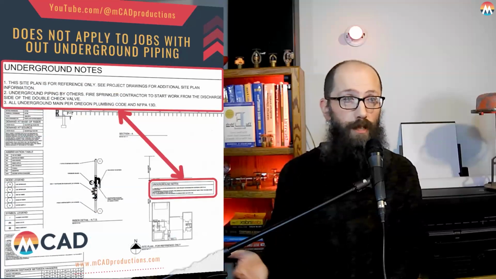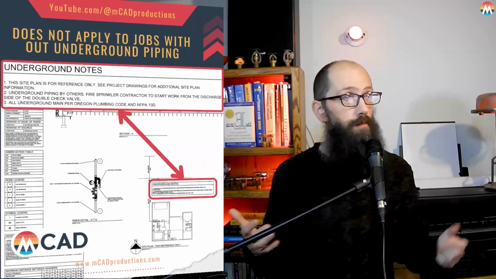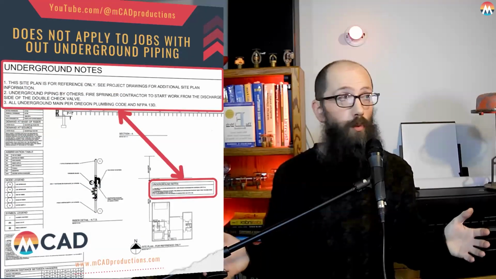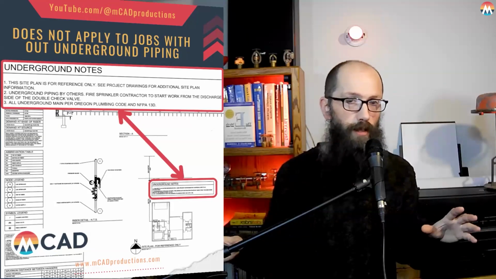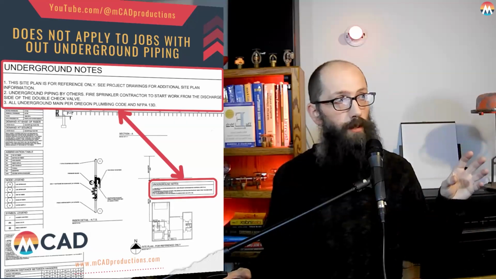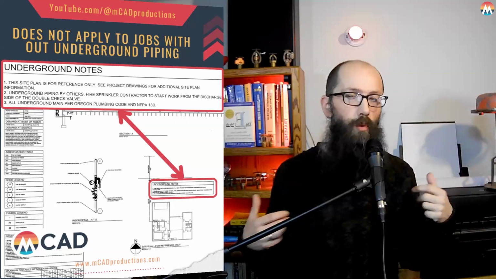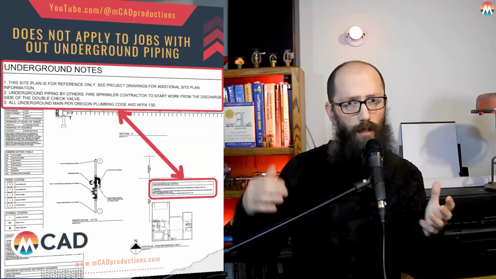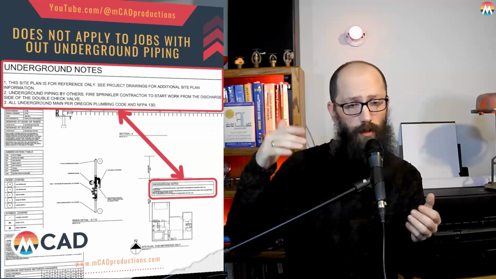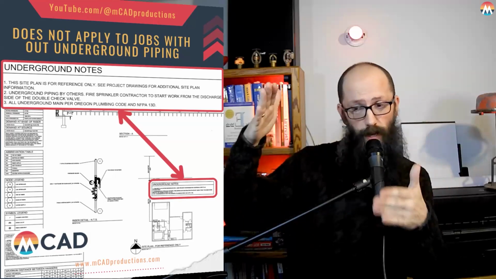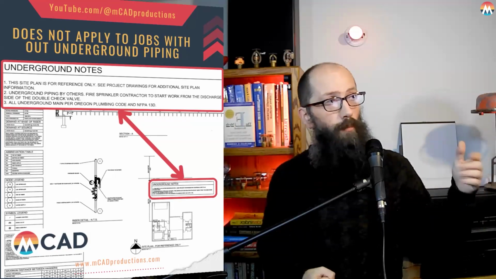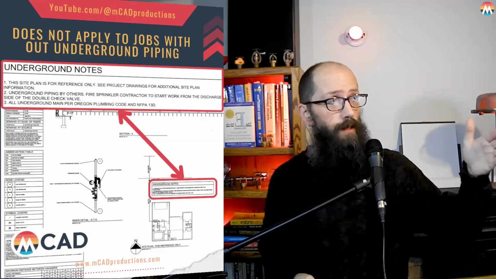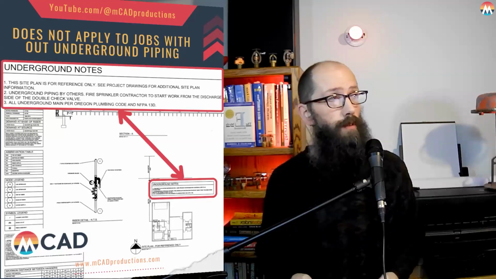And this is what it looks like. It says this site plan is for reference only. Usually the sprinkler contractor has nothing to do with the underground piping. We're just referencing it for the hydraulic calculation. So you can see, yeah, that's the correct amount of piping that we put in there in the calc. But it's put in by someone else. So it's why it says this is for reference only.